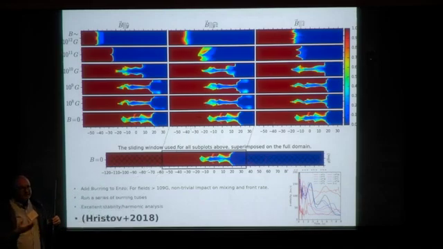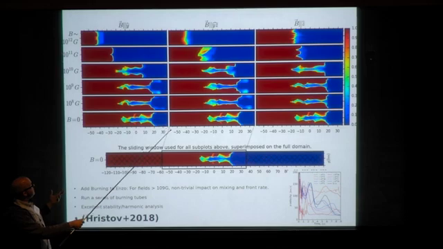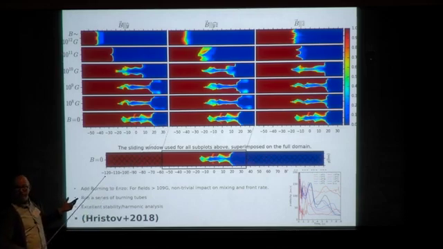So this is much smaller than anything. The units are in kilometers, so this is 120 kilometers. Sorry.